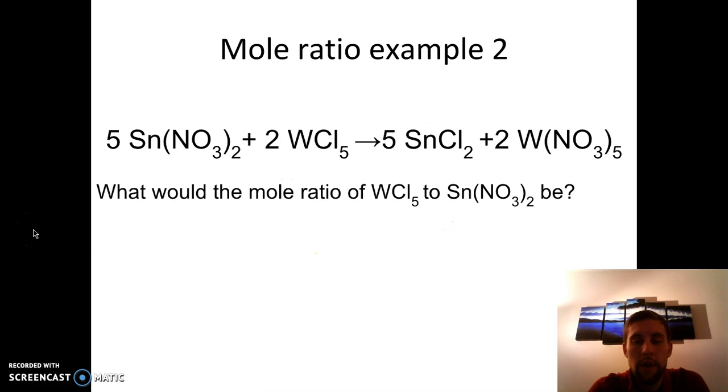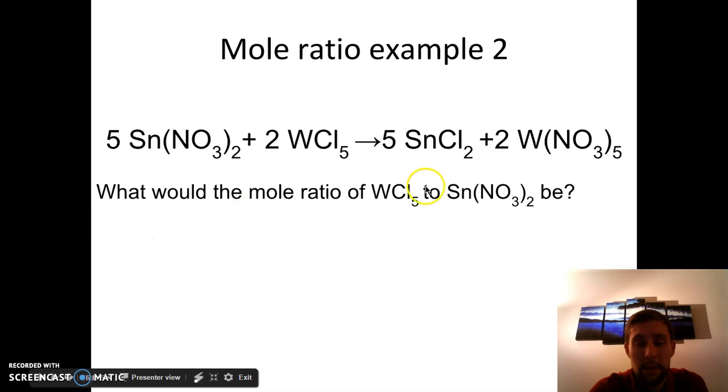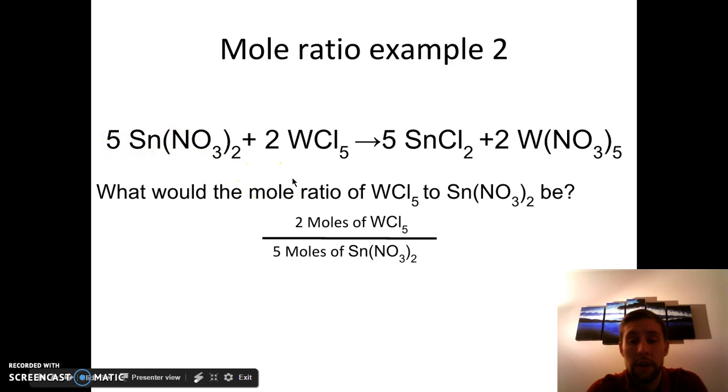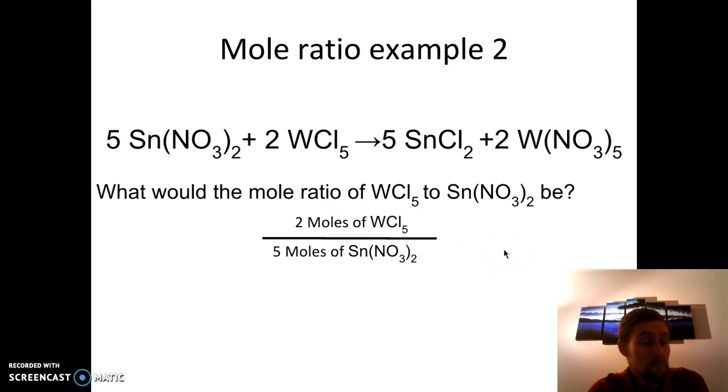Let's try number 2. What would be the mole ratio of tungsten 5 chloride to tin 2 nitrite? Same idea. If you got it, pause and check it. We've got tungsten 5 chloride right here. That's got a 2 for a coefficient. Since I asked that one first, it'd be 2 moles of that over tin nitrite. It's going to be right here. So tin 2 nitrite is a 5. So it's going to be 2 moles of tungsten 5 chloride over 5 moles of tin nitrite. Not too bad, huh?